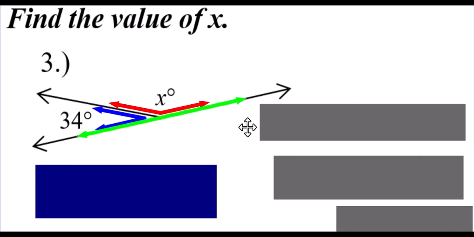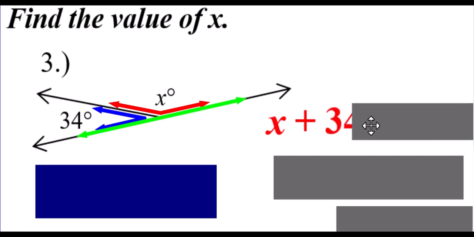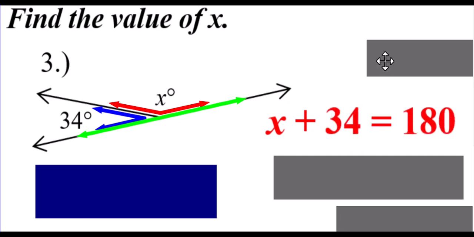We know they measure 180 degrees. So pencils in your hand. That means we could say that 34 plus x could be equal to the 180 degrees. That's what this straight angle is, 180 degrees. So how do I solve for x?